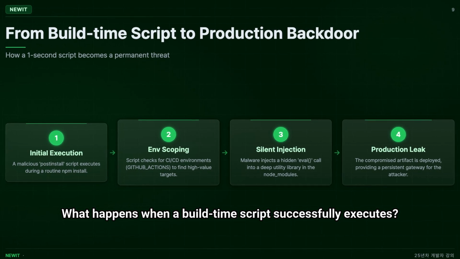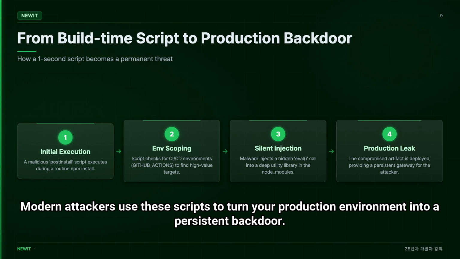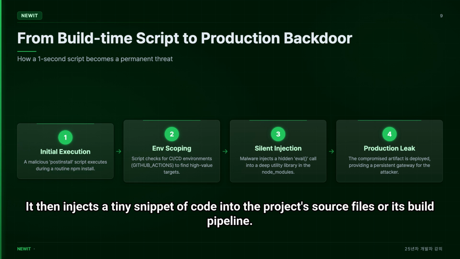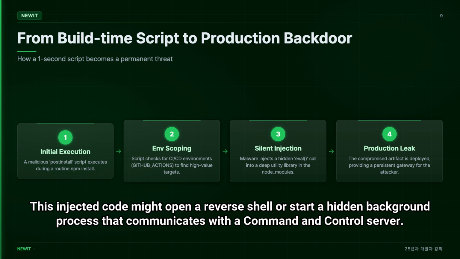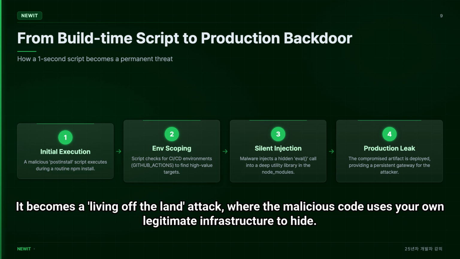What happens when a build time script successfully executes? It doesn't just steal a file and disappear. Modern attackers use these scripts to turn your production environment into a persistent backdoor. For example, a post-install script can detect it's running in a CI/CD environment like GitHub Actions or Jenkins. It then injects a tiny snippet of code into the project's source files or its build pipeline. This injected code might open a reverse shell or start a hidden background process that communicates with a command and control server. By the time your application is containerized and deployed to the cloud, the malware is already baked in. It becomes a living off-the-land attack where the malicious code uses your own legitimate infrastructure to hide.